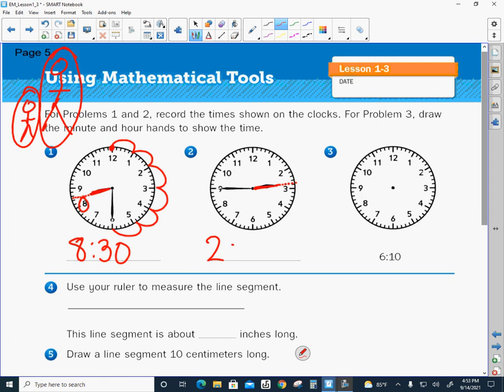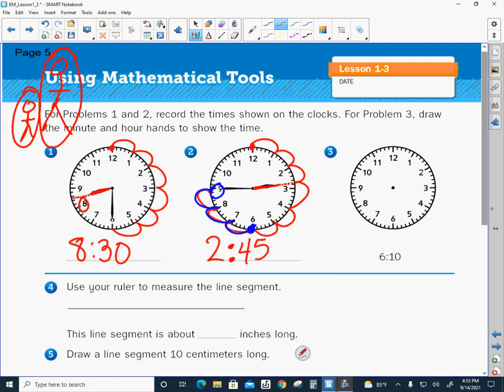All right, now I'm going to look at my big hand or my minute hand. Now that I'm big, I count by 5. Start here at 0, 5, 10, 15, 20, 25, 30, 35, 40, 45. Now, if I already know that this is 30, I could start there. 30, 35, 40, 45. Or maybe you just remember that that's 45 from last year.